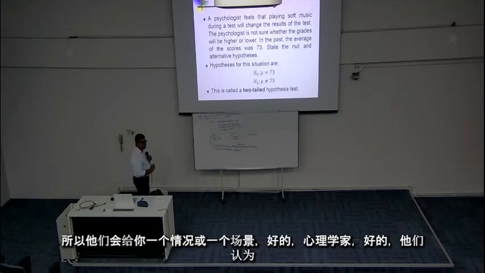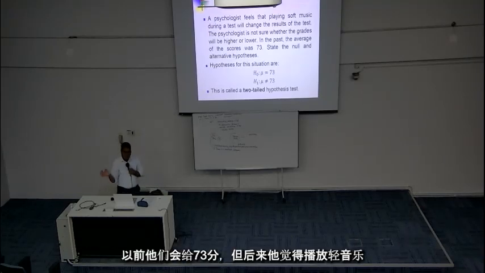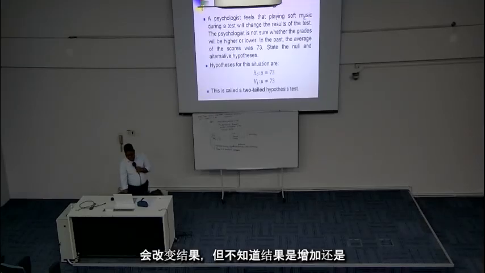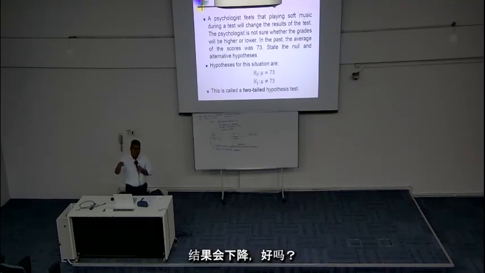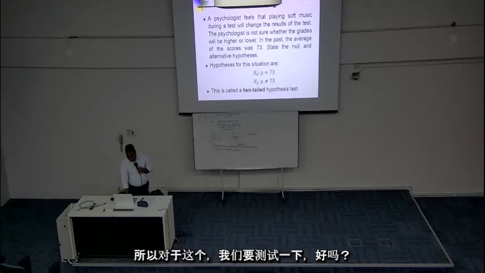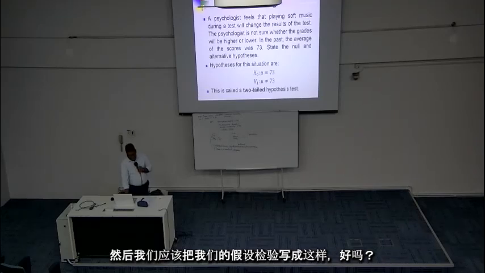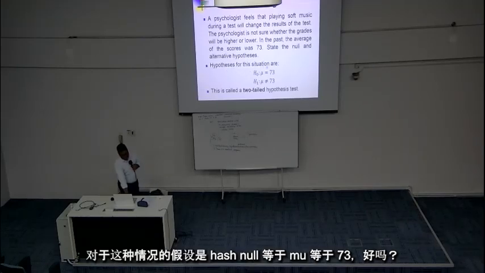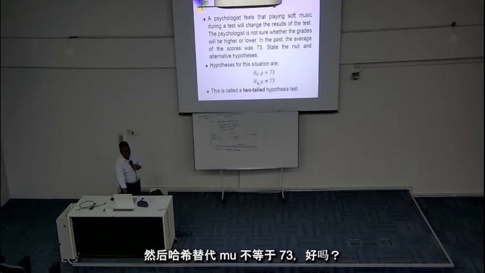So they give you one scenario. The psychologist believes that previously the score was 73, but feels that playing soft music will change the result, though he doesn't know whether the result will increase or decrease. So for this one, we want to test, and we write our hypotheses like this. The hypotheses for this situation are H null: mu equals 73, and H alternative: mu is not equal to 73.